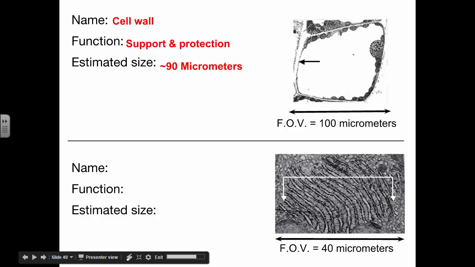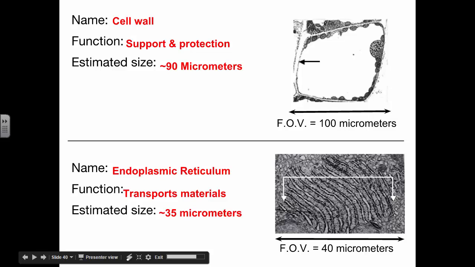Now this series of tubes you see here, so what is a series of tubes? Aiden? The rough ER. That's the ER, yes. We're just going to say ER. Probably it is the rough ER. What is the job of the endoplasmic reticulum? Jordan? Transports things, good. And this is about 35 micrometers from here to here.